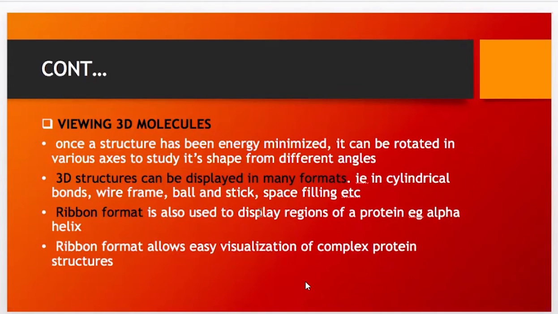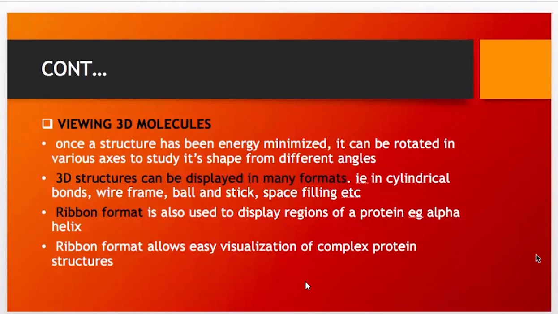different forms. You've got forms that we call cylindrical bonds. It will give you wireframes, ball and stick, space filling, and so on and so forth. These are different formats of how your 3D structures can be visualized as you are studying them. Then the other way is the use of ribbon format. Ribbon format is another format that can be utilized as you are trying to study this 3D structure.